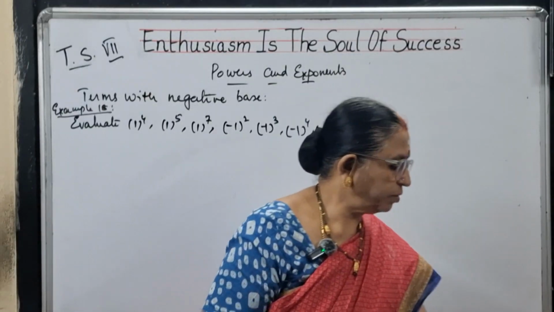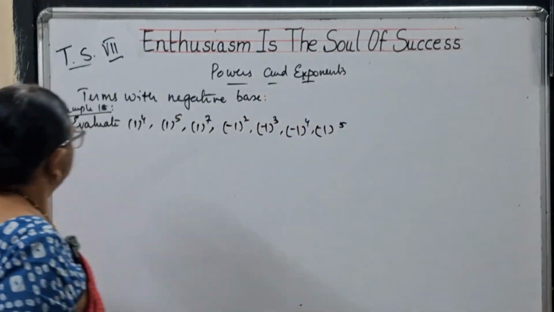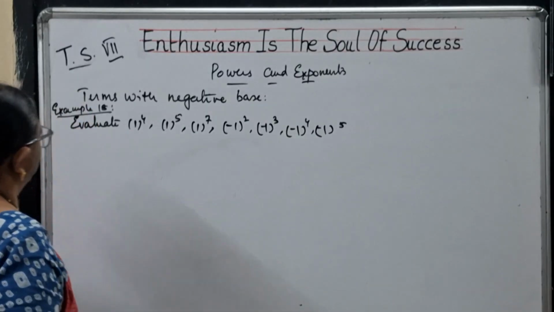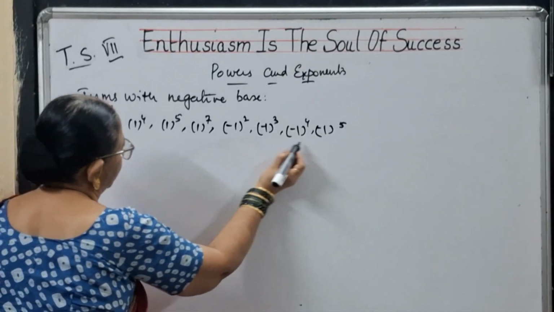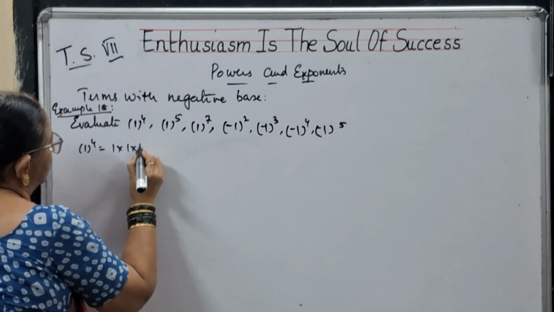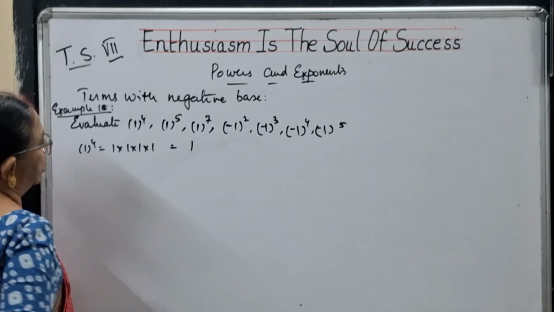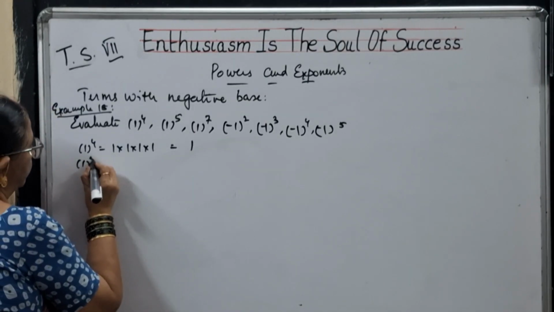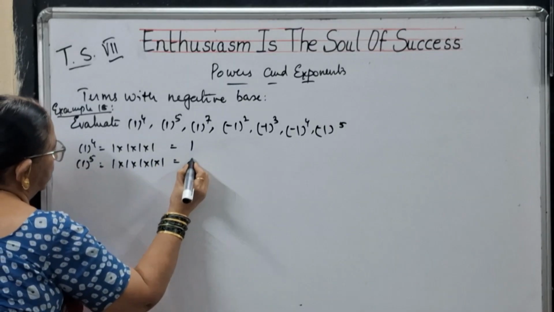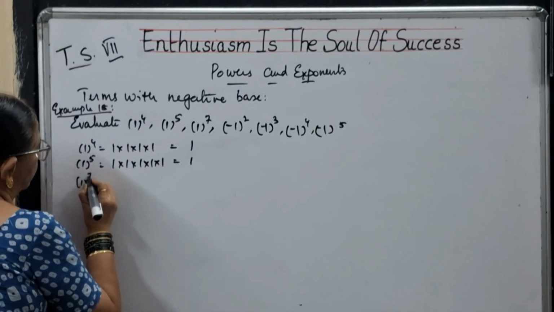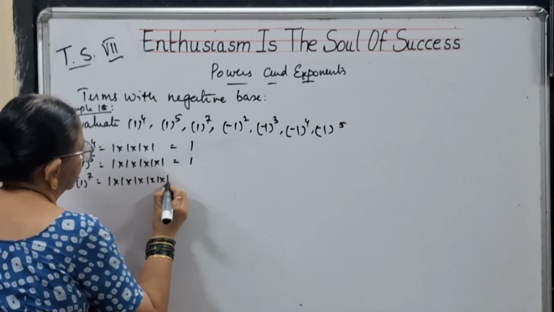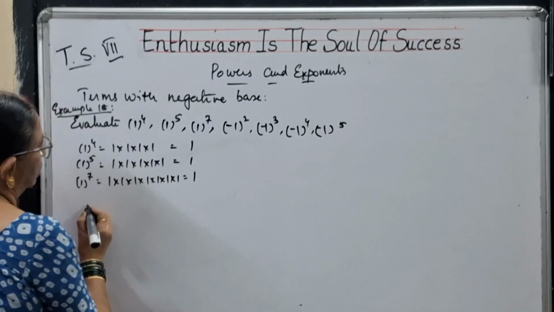Now the next part of it is terms with negative base. So example 18, they are asking to evaluate all this. So 1 to the power of 4 means what, children? 1 into 1 into 1 into 1. However many times you multiply 1, you'll get 1. 1 to the power of 5 also, 5 times you multiply, you'll be getting 1. 1 to the power of 7: 1, 2, 3, 4, 5, 6, 7. This is also 1.